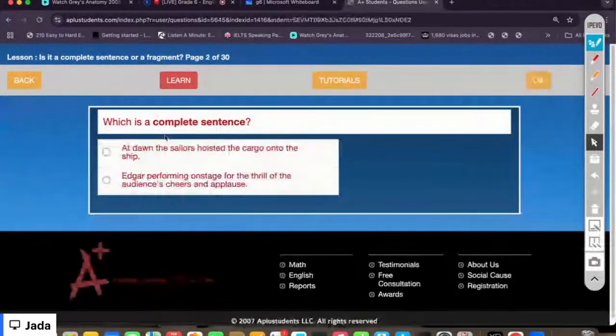Okay, so we have which is a complete sentence here. At dawn, the sailors hoisted the cargo onto the ship. Edgar performing on stage for the thrill of the audience cheers and applause. So, which of these is the complete sentence here?